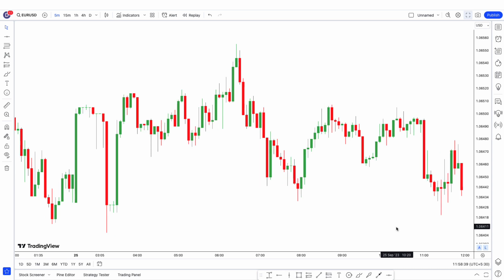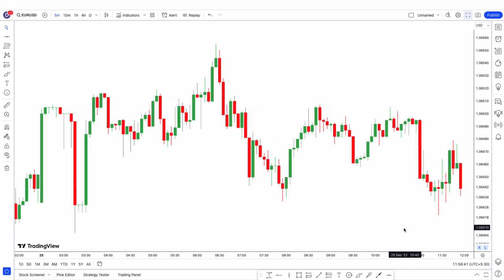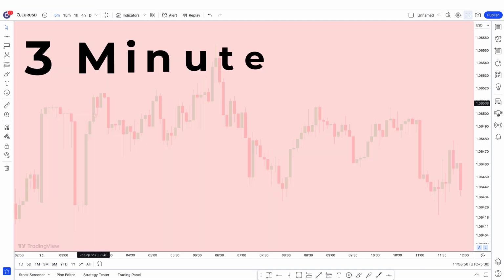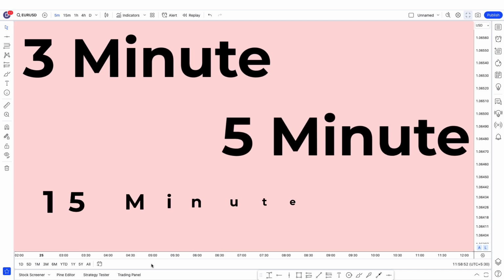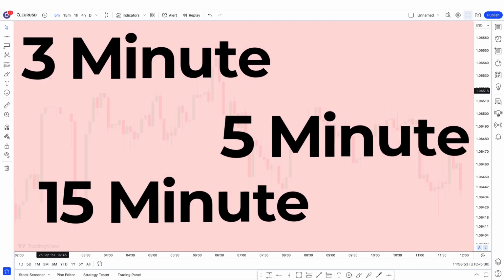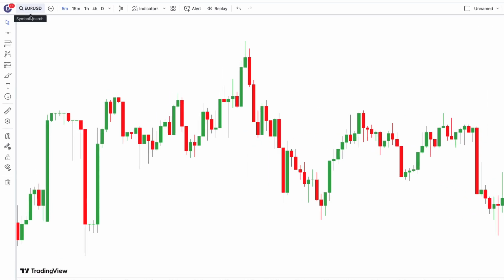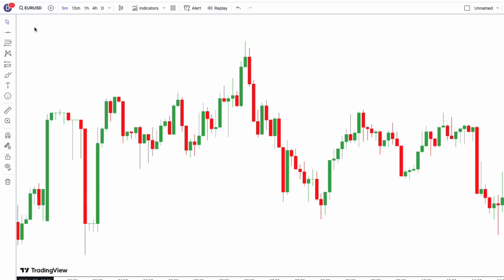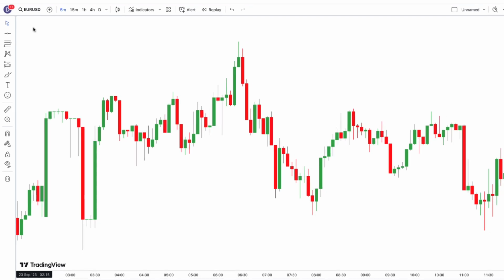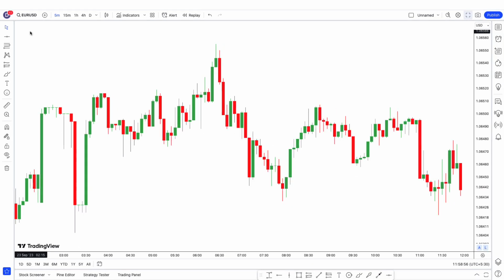To get started, head over to TradingView, where the AI momentum indicator we'll be using is exclusively available. Since this is a scalping strategy, let's switch our chart's time frame to 5 minutes. However, you can also utilize other intraday time frames like 3 minutes or 15 minutes based on your preferences. Currently, I'm analyzing the Euro-USD chart, but feel free to select any currency pair you prefer, as this strategy performs effectively across various pairs.